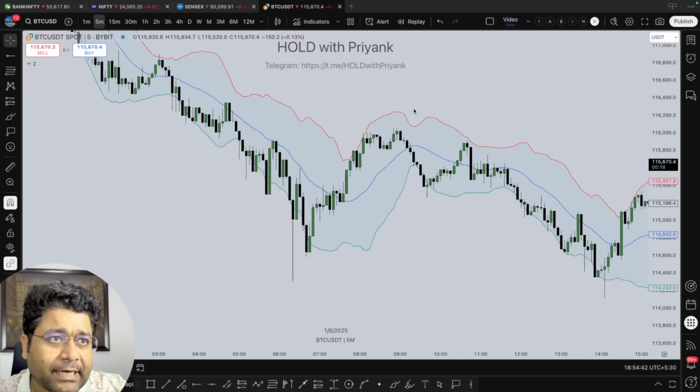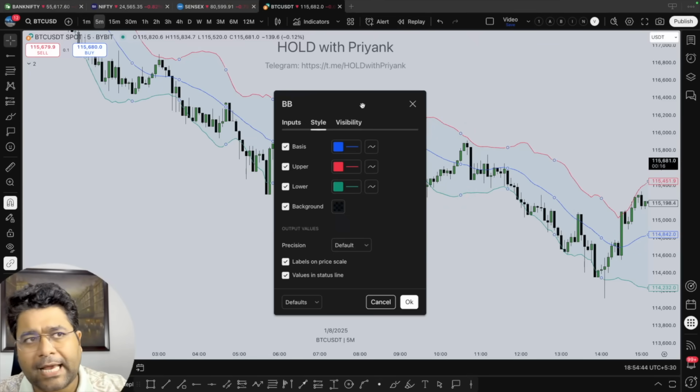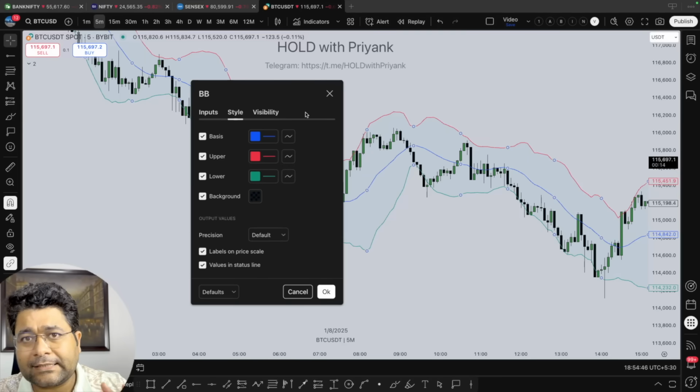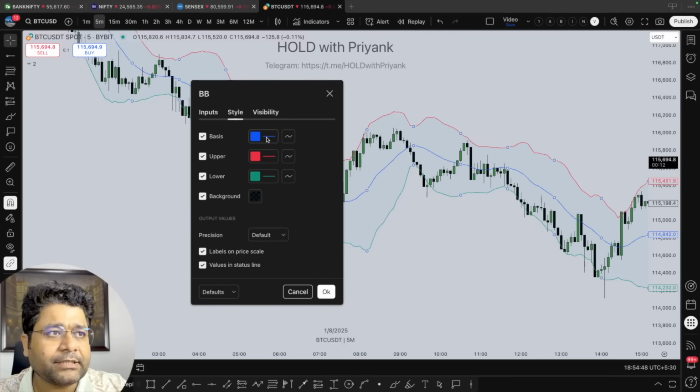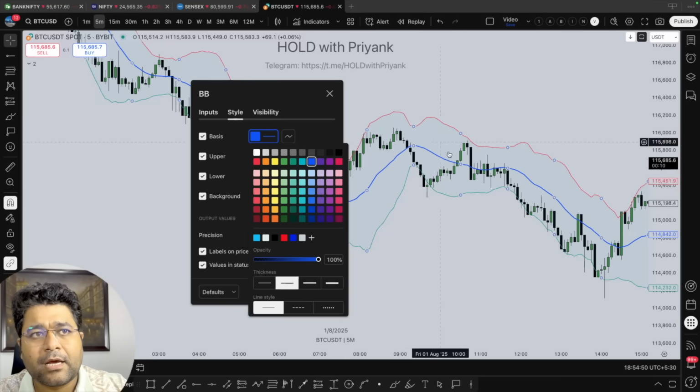So we will go into the settings and we can make some changes as per your need. If you want these lines to be a bit thick or thinner, you can change that. So if I'm going to make it a bit thicker, it would be like this, right?